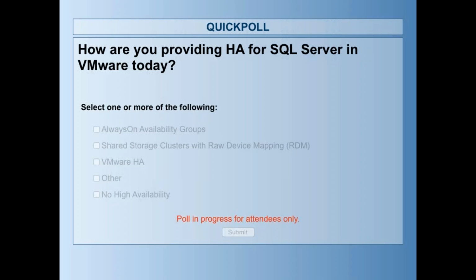Here, if you could answer, how are you providing HA, or high availability, for SQL Server in your VMware environment today? Are you using Always On availability groups? Have you deployed a shared storage cluster using raw device mapping? Are you just using VMware HA? Are you running without HA? Or are you using some other technique? We'll give it another 10 seconds to get the rest of the votes in, and I'll show the results.